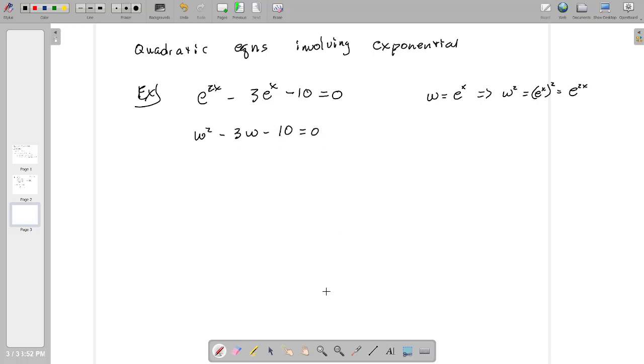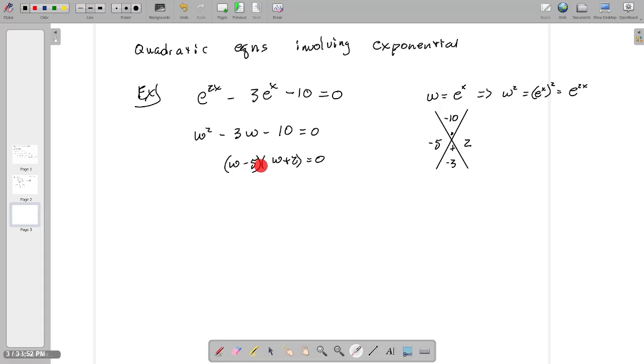Now this we can do. We've done these before. All we need to do is factor, and then we use the zero product property in order to solve the equation. So here we're multiplying to negative 10 and adding to negative 3. Two numbers that multiply to negative 10 and add to negative 3 will be negative 5 and 2. So we factor this down to w minus 5 times w plus 2 is equal to 0.